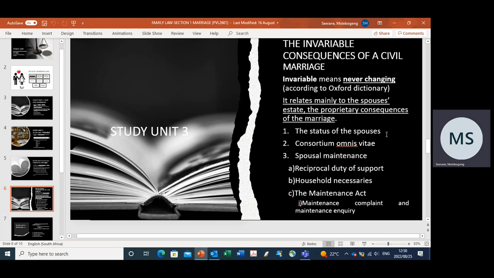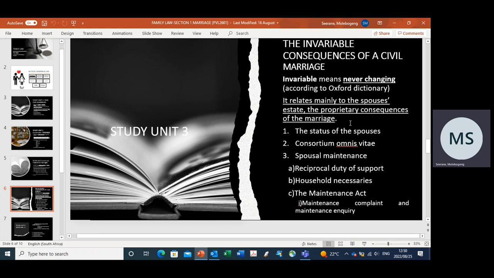Where a spouse is a minor and marries, when the marriage is complete, they attain majority. So that's where the status of the spouses changes.